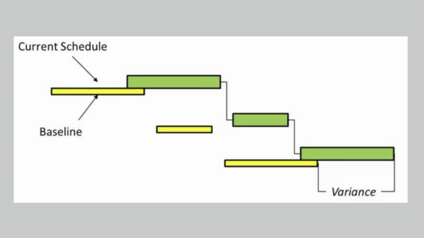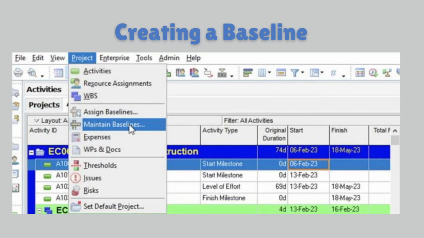Baselining a project in Primavera P6 is a 2-step process. First, we create a baseline, and secondly, we assign it to the project. Creating a baseline.